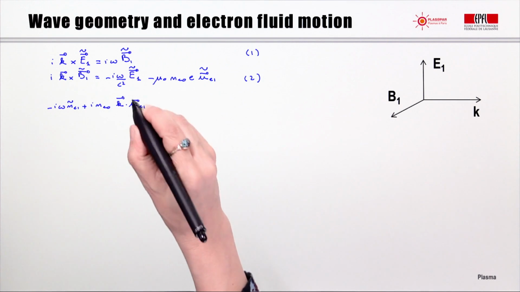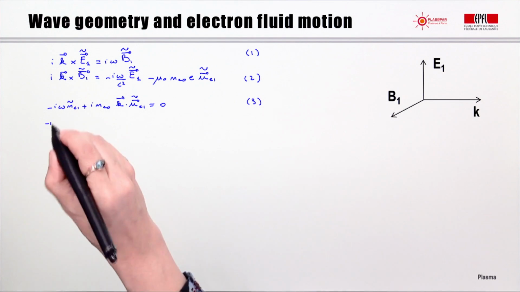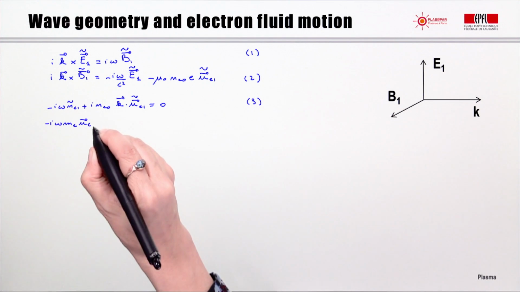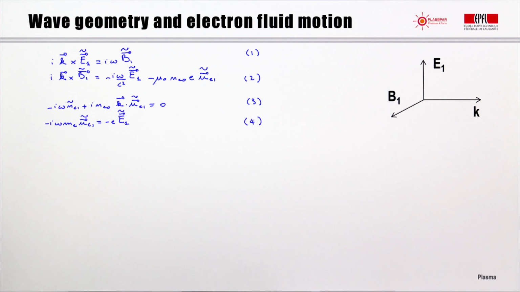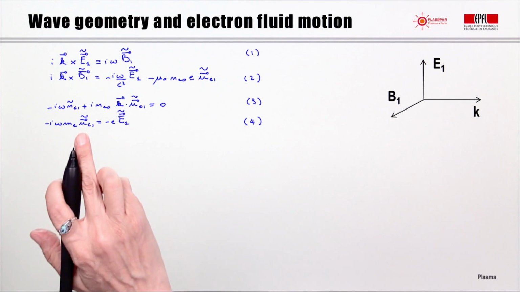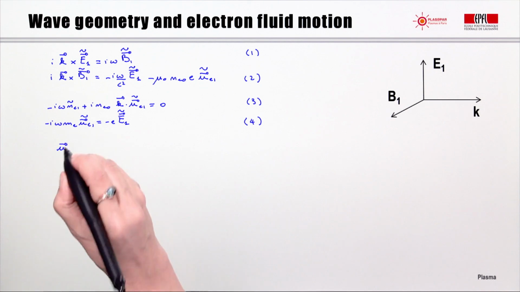So this is continuity equation, linearized. And this is the momentum conservation equation, linearized. We have now as many equations as unknowns, one scalar and three vectors. We can then solve this system. To do so, we will express the velocity of the electrons as a function of the electric field.